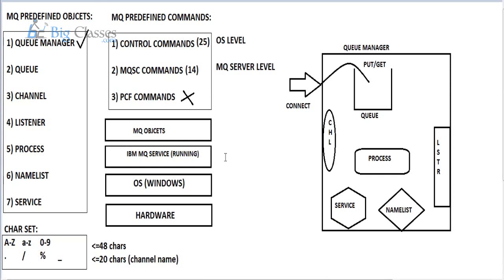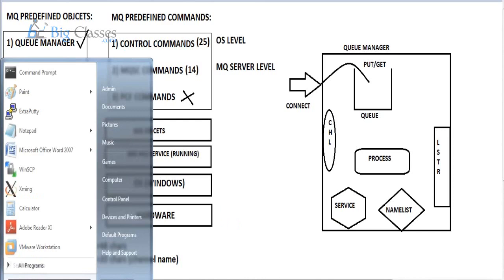Here control commands are like crtmqm, strmqm, endmqm, dltmqm, dspmq, dspmqver, dspmqinst. This kind of commands we can see. Whereas MQSC commands are normal English words. I will show you MQSC command.